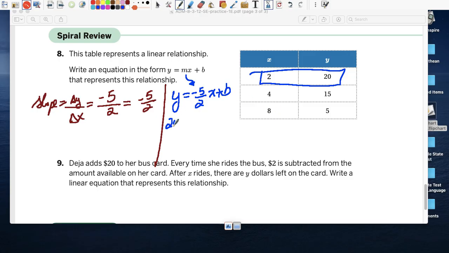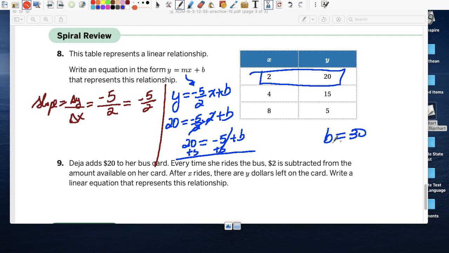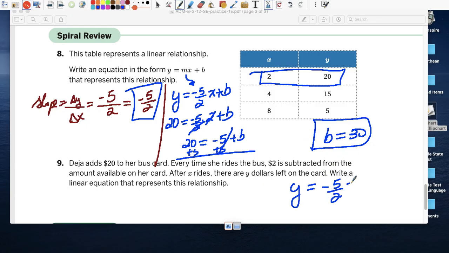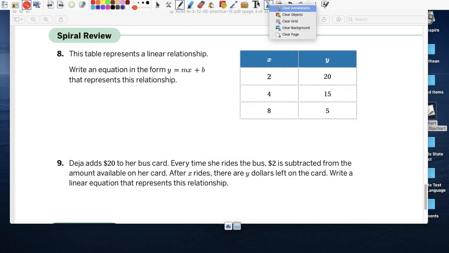Y is 20. -5/2 times x, which is 2, plus b. We can simplify here. This 2 and this 2 can go, becomes 1. So our actual equation is 20 equals -5 plus b. We're going to add 5 to each side. And we get that b equals 30. So now I have the slope, and I have the y-intercept. So my final answer is y equals -5/2 x plus 30.